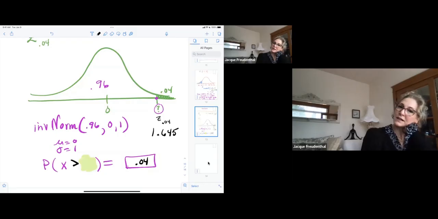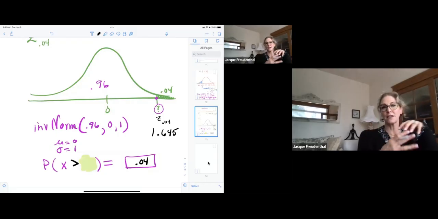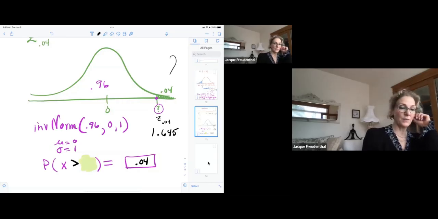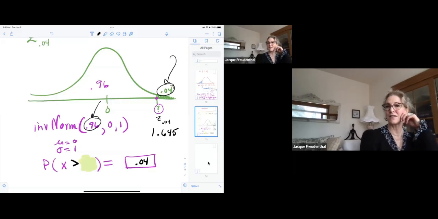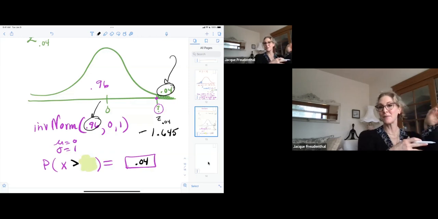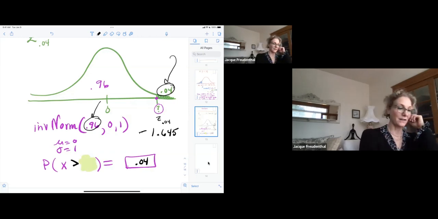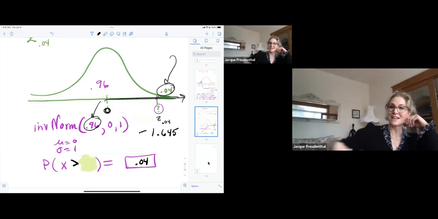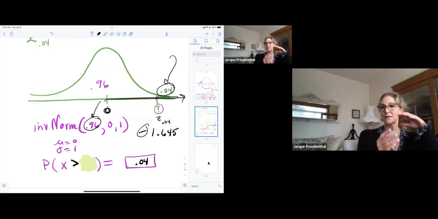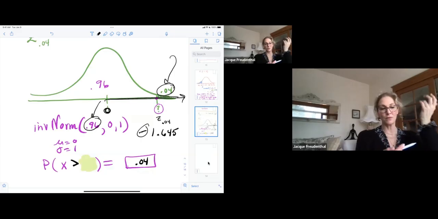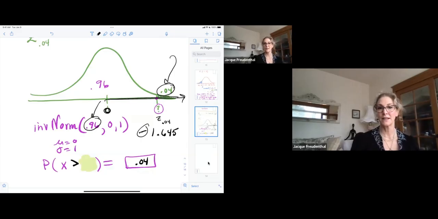All of this, when you're using technology, technology again is a tool, but interpreting it is really important. If you put in 0.04 instead of 0.96 and you got a negative number, you probably did it backwards, right? Because if zero's in the middle, this direction is a positive value. So you would know, uh-oh, there's something wrong. That's a reminder for you to be careful when you interpret.